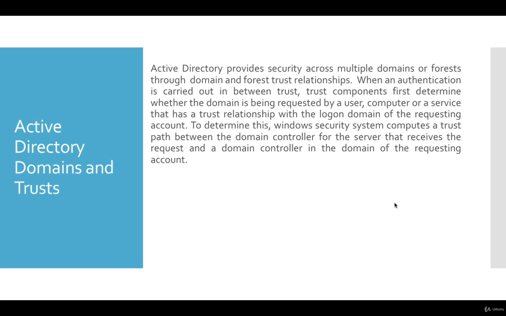When authentication is carried out between trust components, it first determines whether the domain being requested has a trust relationship with the login domain of the requesting account, whether a user, computer, or service. To determine this, the Windows Security System computes a path between the domain controller for the server that receives the request and a domain controller in the domain of the requesting account.